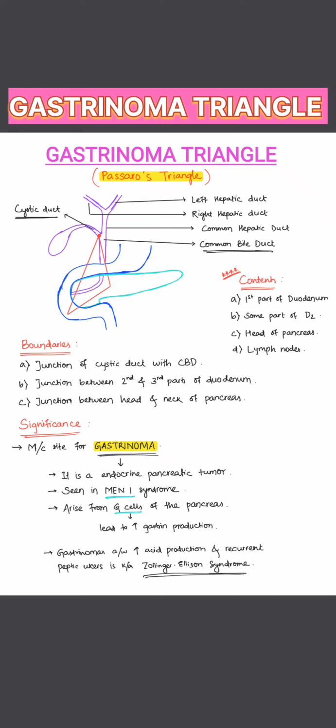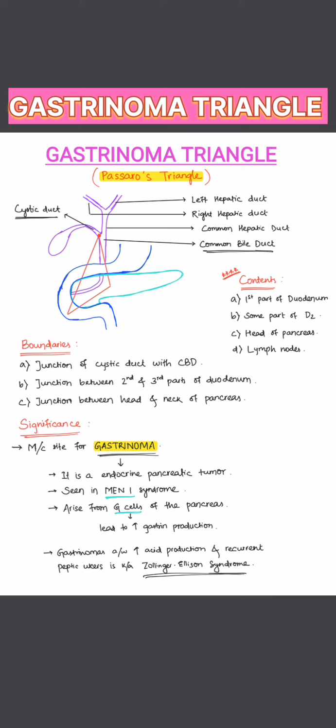Now coming to the boundaries of this Gastrinoma triangle. As you can see, the first boundary is the junction of the cystic duct with the common bile duct. Now the second boundary is formed by the junction between the second and the third part of the duodenum, as you can see. And the third one is the junction between the head and neck of the pancreas. So when these three junctions meet, they form the Gastrinoma triangle.